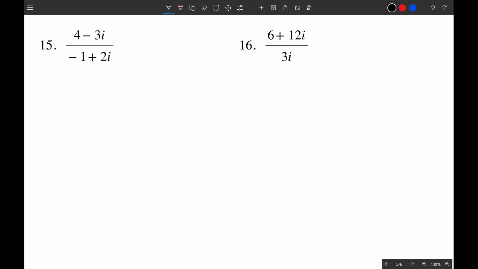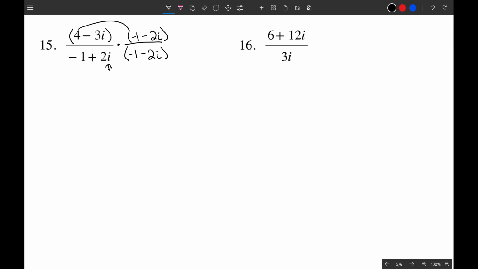All right, so on number 15, again, I don't care about the top. I only care about the bottom. I don't want this i right here in the bottom. So I'm going to multiply by the conjugate, which would be negative 1 minus 2i. And if I do that on bottom, I have to do it on top so that I'm not changing the values of anything. And then I'm going to multiply the 4 minus 3i times the negative 1 minus 2i.